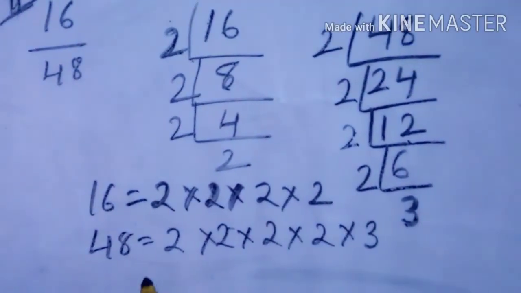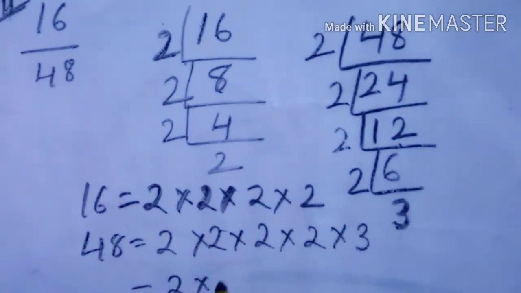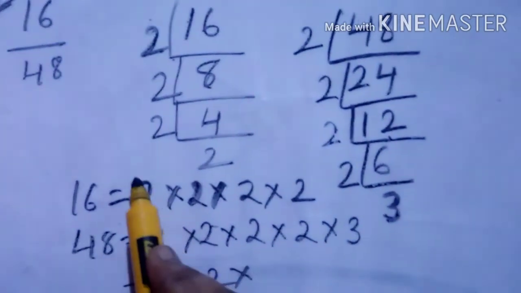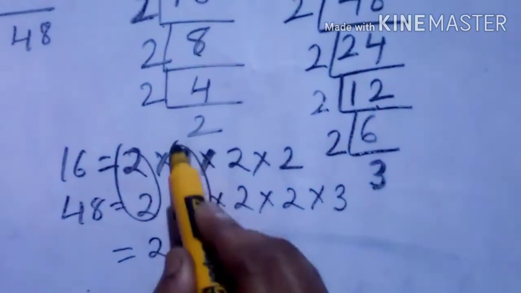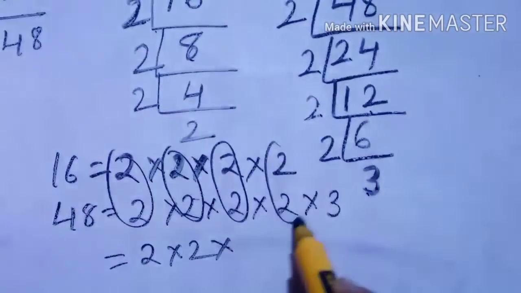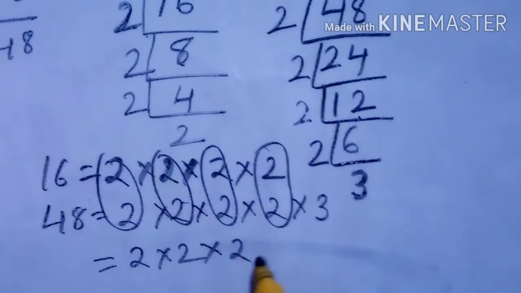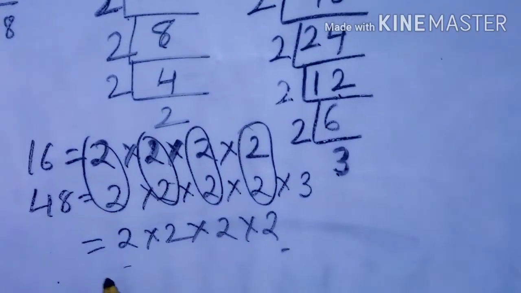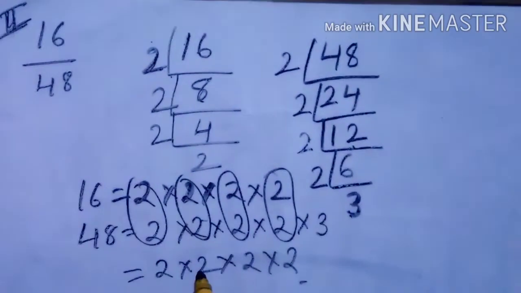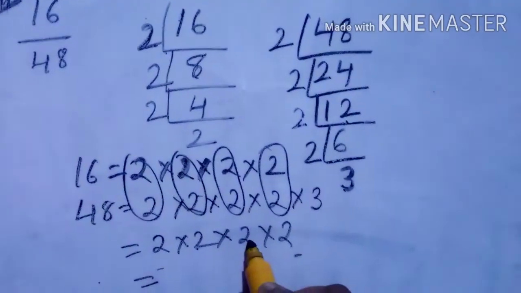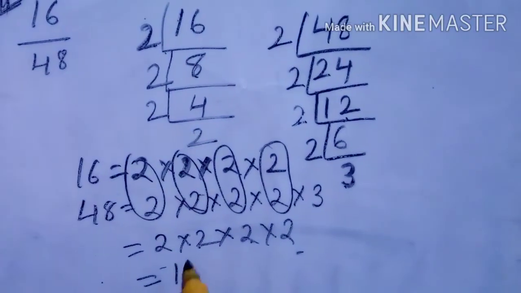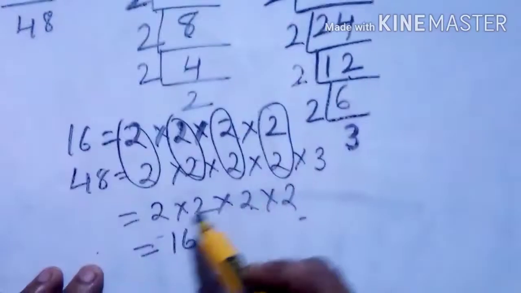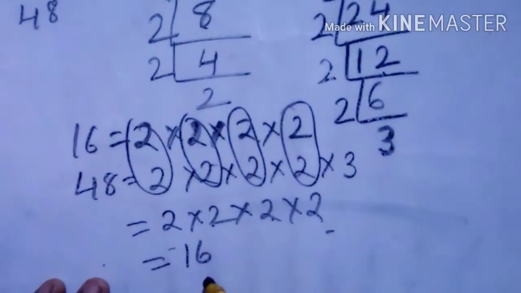So let us write the common factors. 2 into 2 into 2 into 2 are the common factors. So the HCF is equal to 2 into 2 is 4, 4 into 2 is 8, 8 into 2 is 16. So HCF of 16 and 48 is 16.